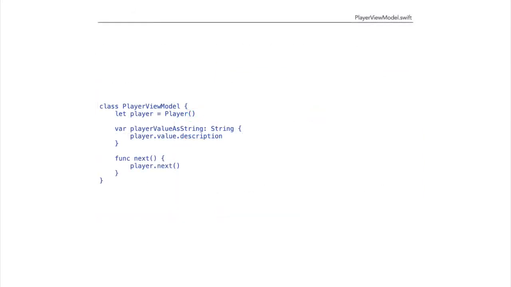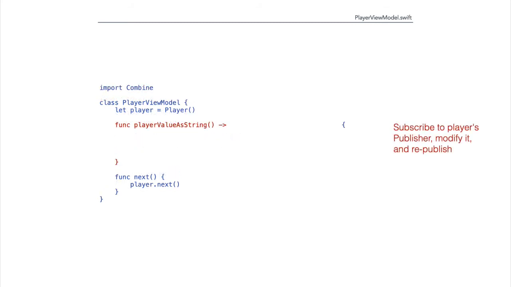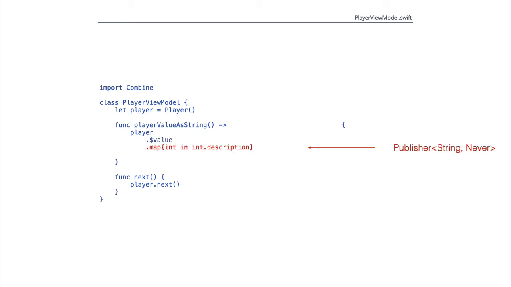Let's return to the player view model, and it needs to also import Combine. And instead of this player as string being an easy property, our player value as string is going to be a publisher. We're going to subscribe to the player's publisher, modify the value, and then republish it. Here's our publisher that gives us an Int and never fails. It is player.$value, so that comes from the player's published property. We use map to convert the Int to a String, and so now our publisher is a publisher of String that never fails. Except if you look at the actual type, it is really this ridiculous thing.